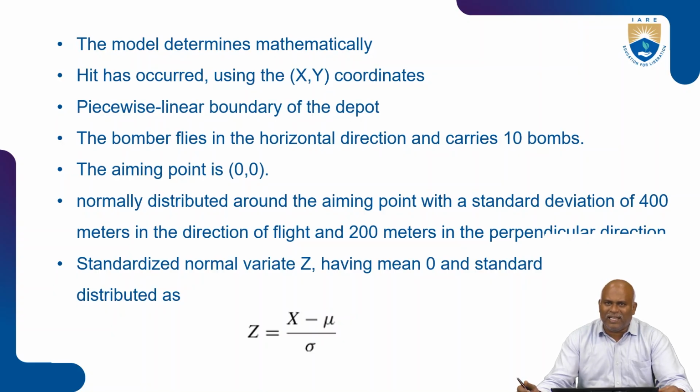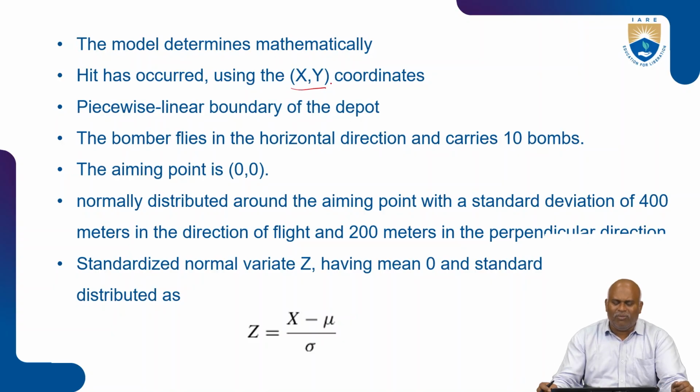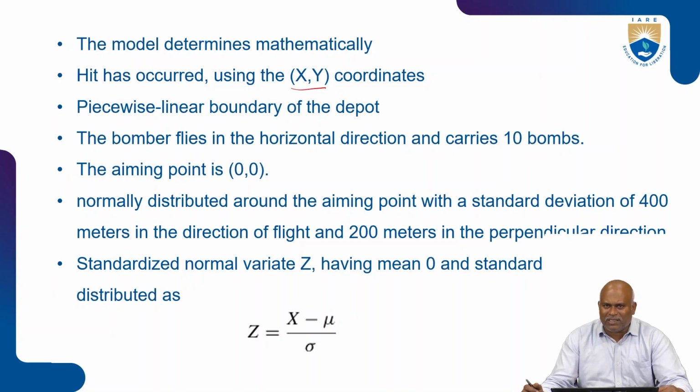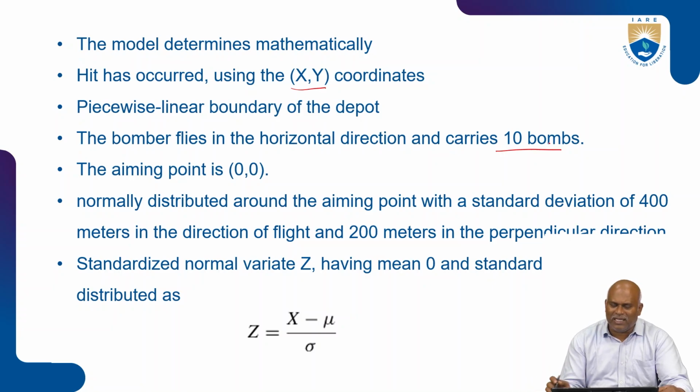That is what hit has occurred using the XY coordinate. How many possibilities of hit are there in this XY coordinate? That was the piecewise linear boundary of deployment. After deploying the piecewise linear boundary, we represent it in horizontal as well as vertical directions, carrying 10 bombs at one time.